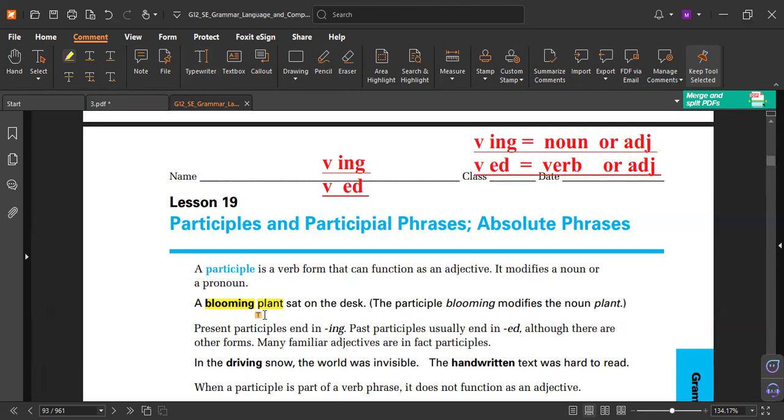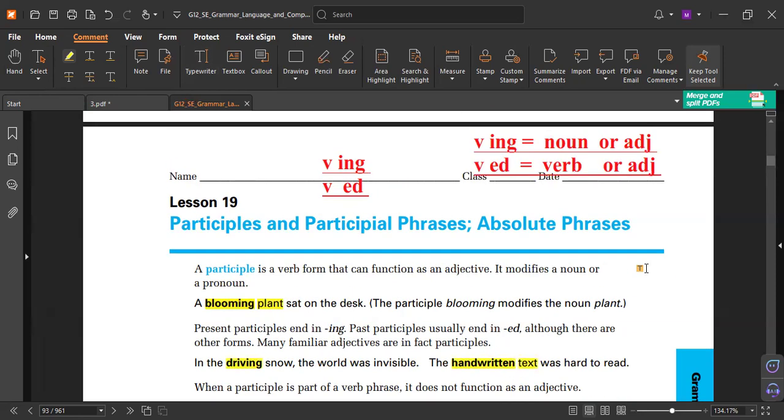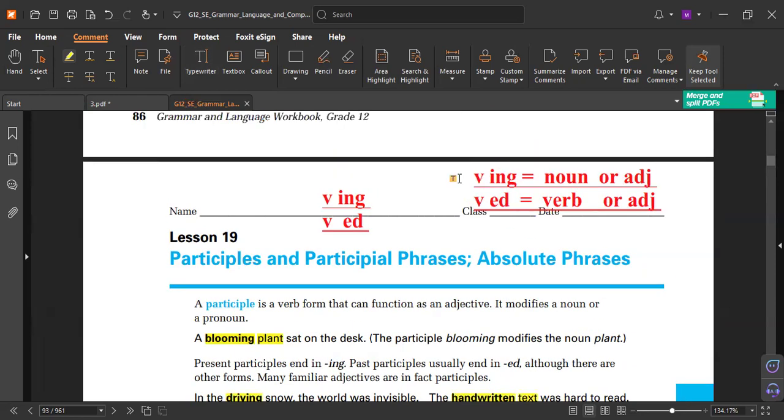Because what sat on the desk? The plant. A blooming, here, is an adjective to the word plant. Okay. But how about this, in the driving snow? It's an adjective to the word snow. But how about that? An adjective to the word noun text. So verb plus ing is the present participle. Verb plus ed is the past participle. Both of them can work as an adjective.